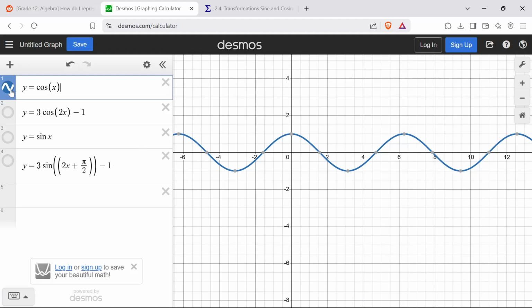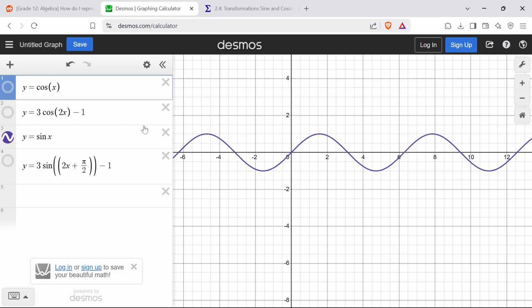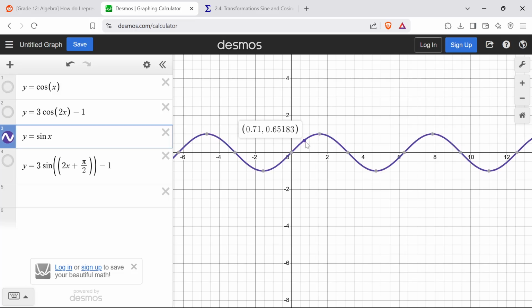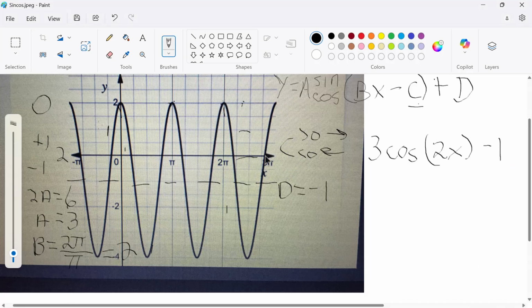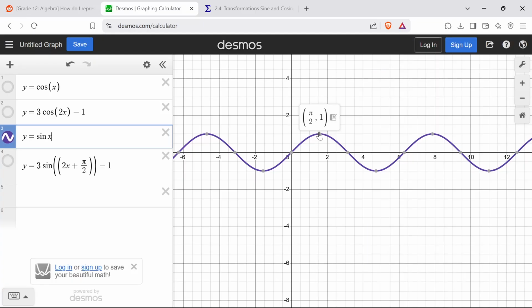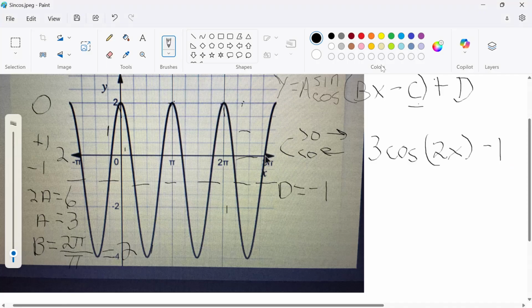Let me look at the parent sine function. Notice how the parent sine function has its peak at pi over 2, whereas this one has its peak at 0. So I need to shift this pi over 2 to the left. So C is minus pi over 2. So this is minus C, but I'll just put for the sine function on this one, C is minus pi over 2. So minus negative pi over 2 is going to be plus pi over 2. Everything else will be the same.